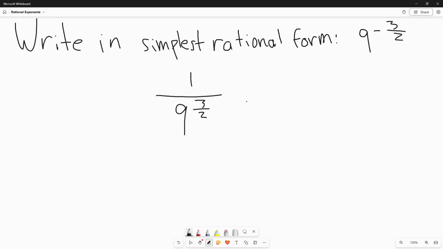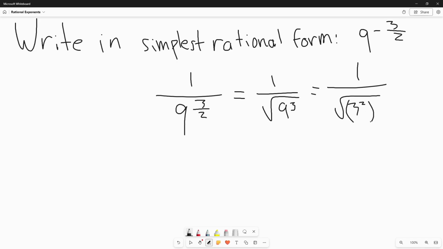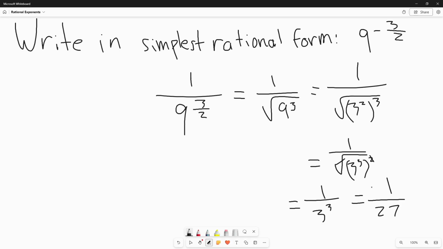And we can rewrite the denominator into the square root of 9 to the power of 3. But what I notice is that 9 is 3 to the power of 2, and we can rewrite this into 1 over the square root of 3 to the power of 2, all to the power of 3. And if we swap these, we get 1 over the square root of 3 to the power of 3, to the power of 2. And the square root and the power of 2 cancel each other out, so we are left with 1 over 3 to the power of 3, which is 1 over 27.